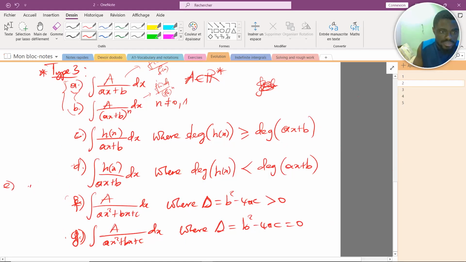Okay, let me go back here. I wanted to add this E, where we have h(x) over (ax + b) to the n. If you are to integrate this, how will you proceed? How do you integrate h(x) over (ax + b) to the n? Without wasting time, let's take this first one.